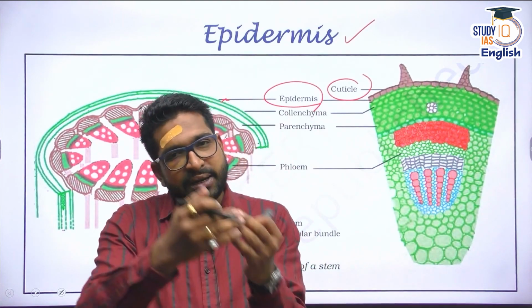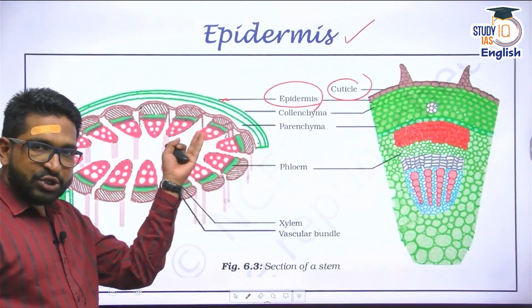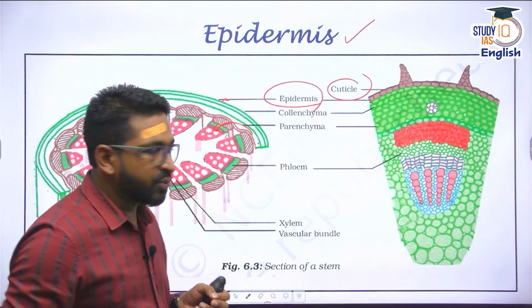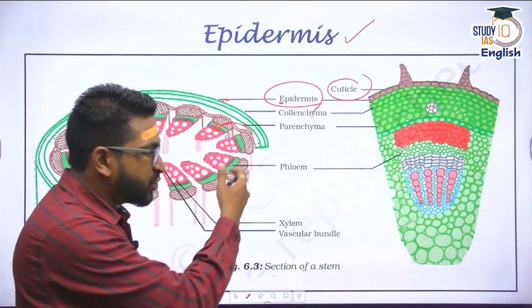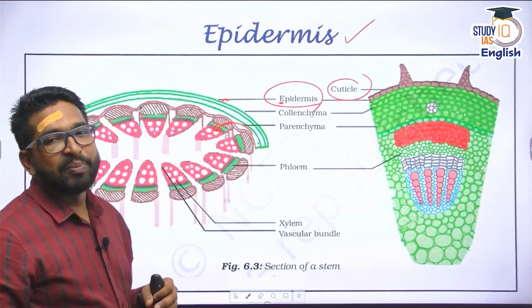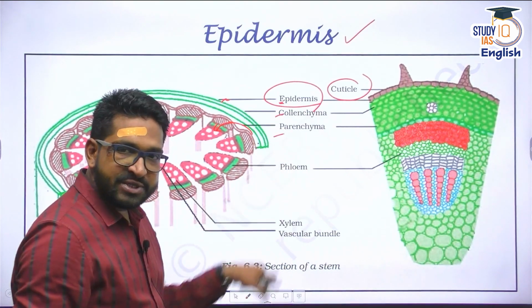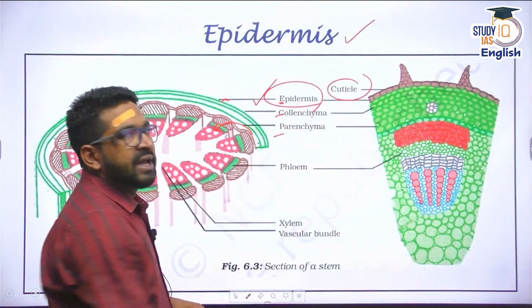Now, when I enter a little inside, when I do a cross section and reach towards the middle, I find different kinds of tissues. You will see epidermis. Then you will see simple permanent tissue. Then in the middle, you will see complex permanent tissues. Some examples are Collenchyma, Parenchyma, Phloem, Xylem. We'll talk about all these, but right now we'll discuss this epidermis.